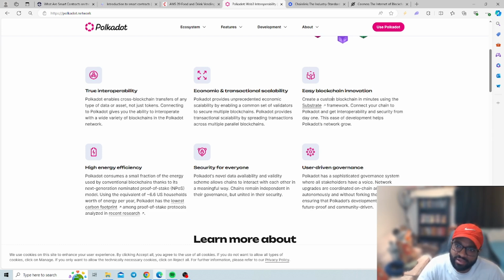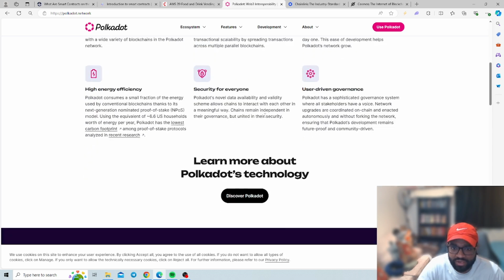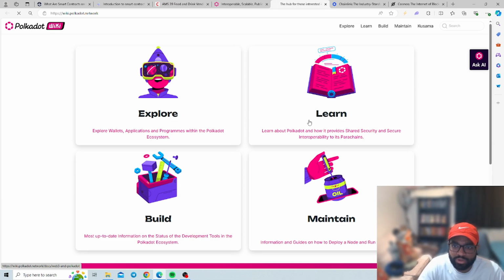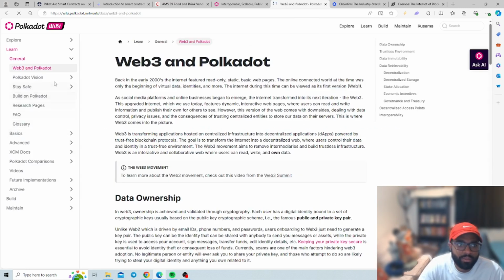Easy blockchain innovation. Create a custom blockchain in minutes using the Substrate framework. Connect your chain to Polkadot and get interoperability and security from day one. Energy-efficient security for everyone. So we could click on discovery, so you can explore and learn, and we could talk about the different parachains. So Web3 and Polkadot. Back in the early 2000s, the internet featured read-only static basic web pages.